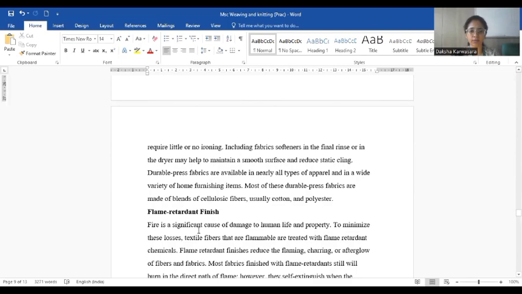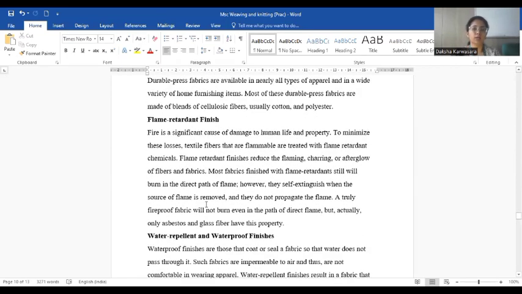Next one is the flame retardant finishes. Fire is a significant cause of damage to human life and property, and to minimize these losses, textile fibers that are flammable are treated with flame retardant chemicals. Flame retardant finishes reduce the flaming and afterglow of fibers and fabrics. Most fabrics with flame retardant finishes will still burn in the direct path of flame.